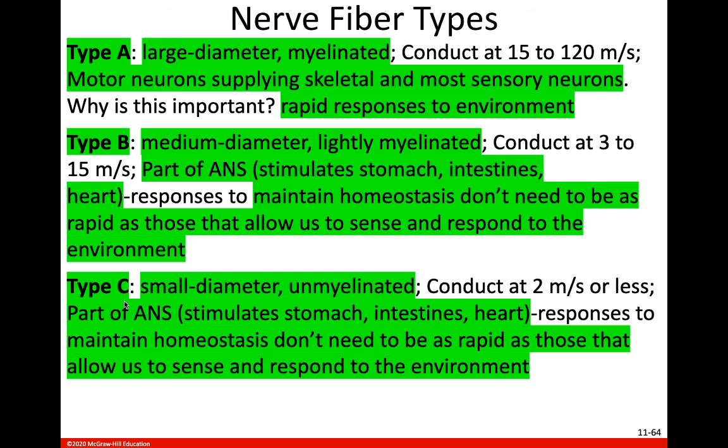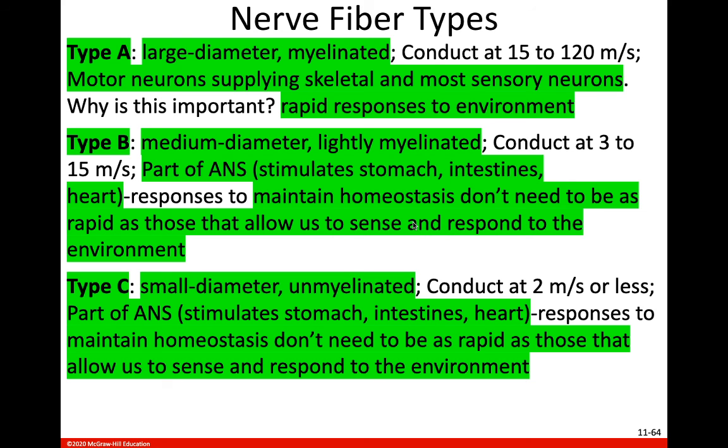Type B and type C, these are going to be smaller nerve fibers, less myelinated, conducting action potential slowly. Why? Because they innervate our internal organs. They allow us to maintain homeostasis, and this response doesn't need to be as quick as those that allow us to sense and respond to our external environment.